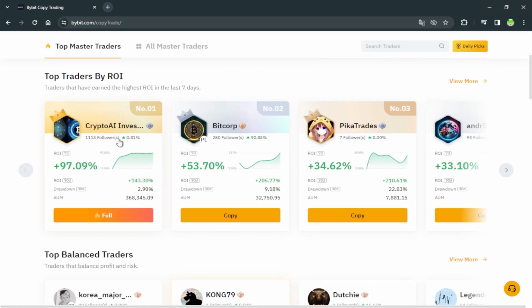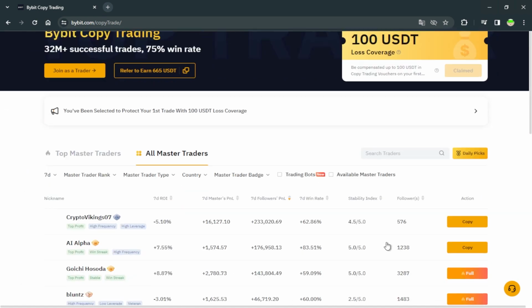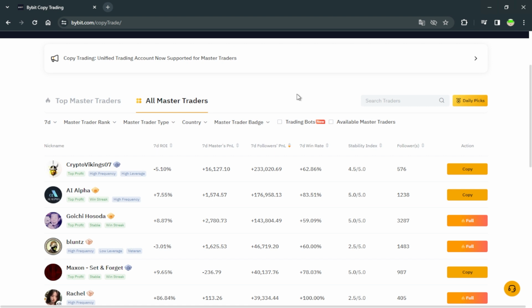So, let's understand what is presented here. Let's select all traders to understand how it all looks. Here we have a list of traders and their profits for 7 days. Let's say this is how much this Crypto Viking trader earned for himself. This is how much he earned for the subscribers who are subscribed to him. This is the percentage of positive trades he has, and this is how many people are subscribed to him.